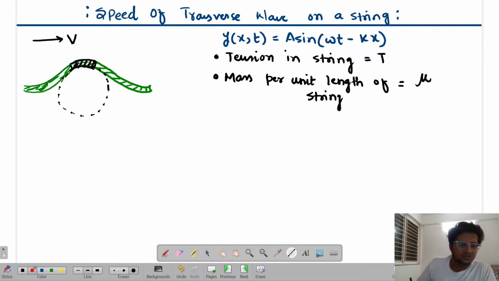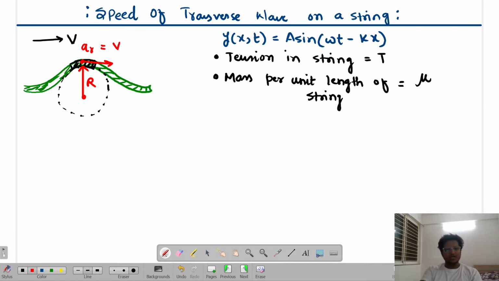Yeah, so let's suppose I draw that circular arc over there, and that circular arc has some kind of radius. I call this radius r. Then you tell me, if this part of the wave has some velocity v towards the right, then there will be some radial acceleration which will be present over here, and that will be exactly equal to v square by r.